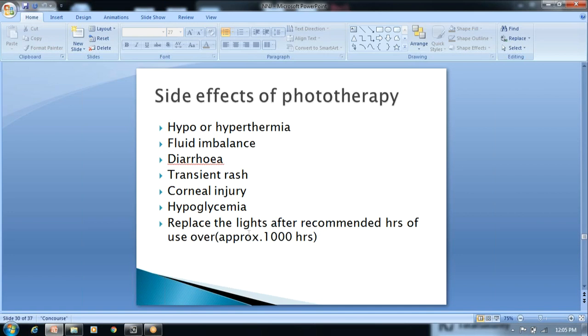Now the phototherapy lights have changed, the lights are different. I will show the photos. Now we are not using tube lights, white tube lights or green tube lights. LED lights are used at present.